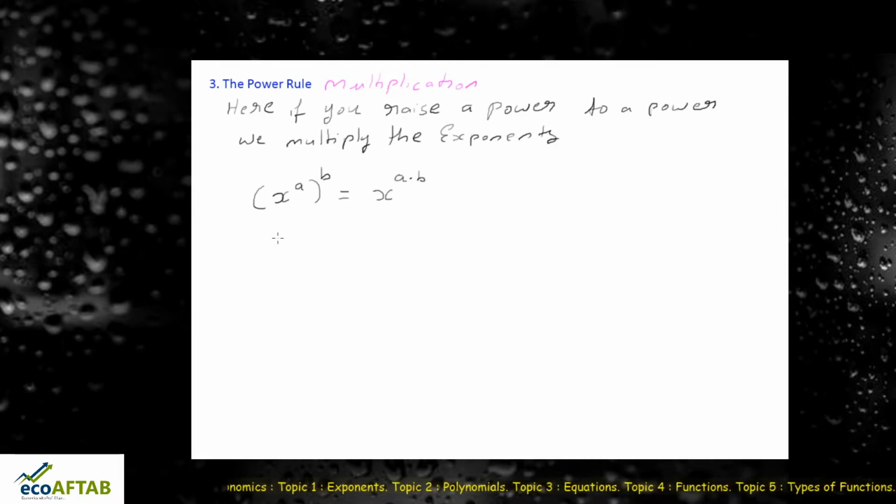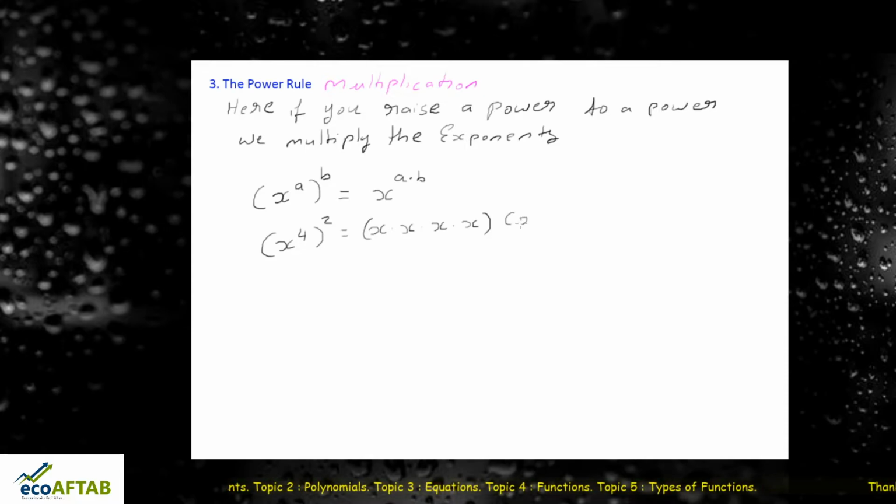If I say x to the power 4 the whole to the power 2, so what it actually means is this x raised to the power 4 has a square, means x into x into x into x. This is x raised to the power 4 and that is again having power 2. So it is x into x into x into x.